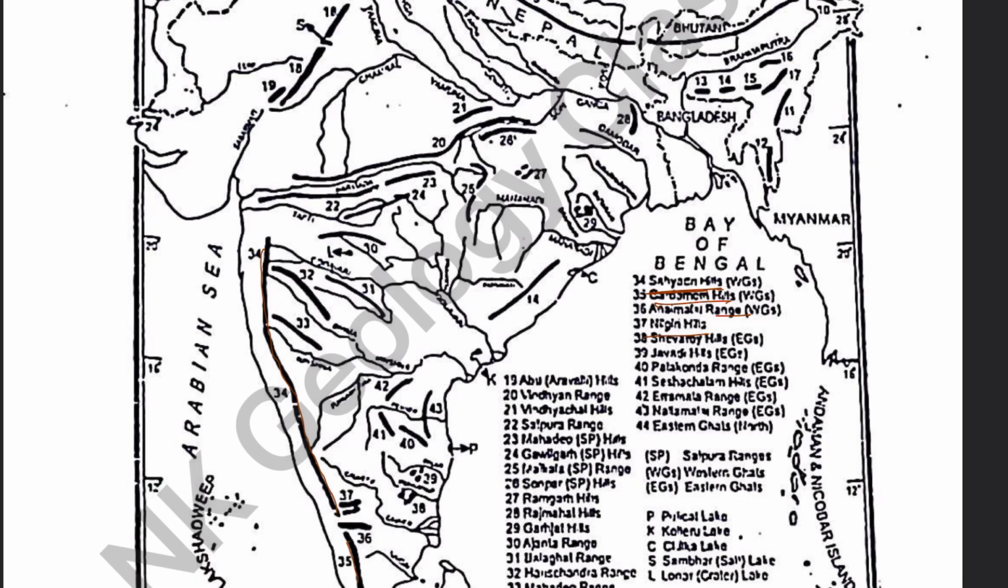So, Nilgiri Hill is the junction zone between the Western Ghats and the Eastern Ghats, and they form the part of the Western Ghats. So Western Ghats form a continuous chain of mountains in the west coast, and the west coast is very steep.